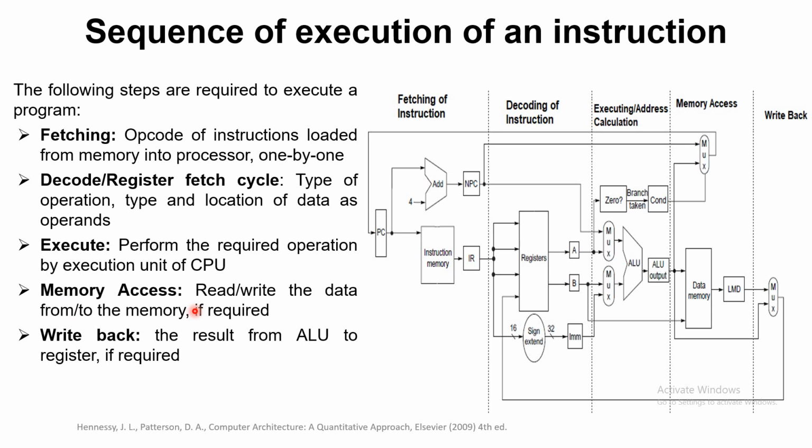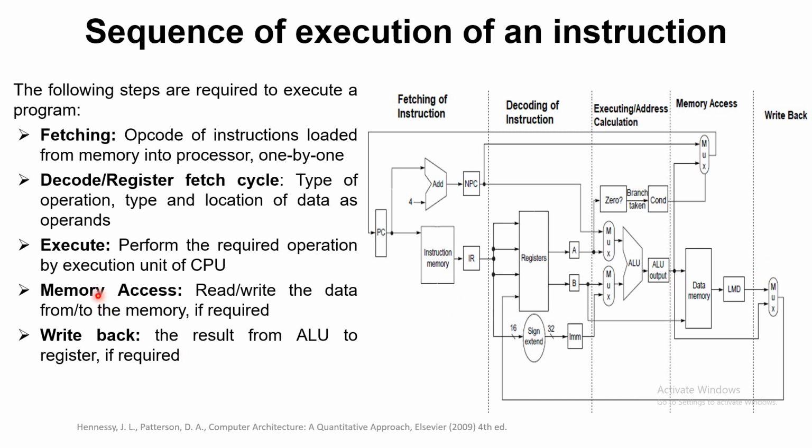If there is a need to access the memory after the completion of the arithmetic and logical operation, if the instruction needs to store the data to the data memory, then the data memory will be accessed during this fourth stage of the instruction. And if there is a need to store the result to the registers, in the form of write back, that happens in the write back cycle.